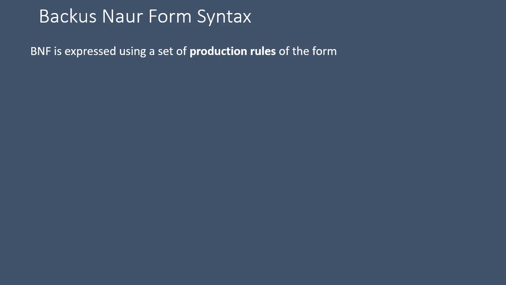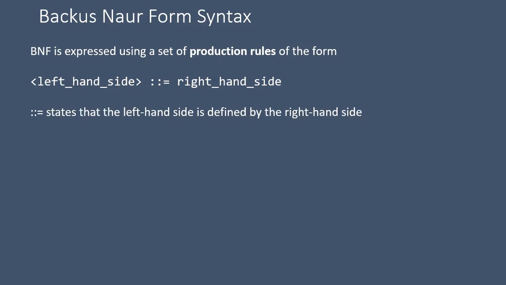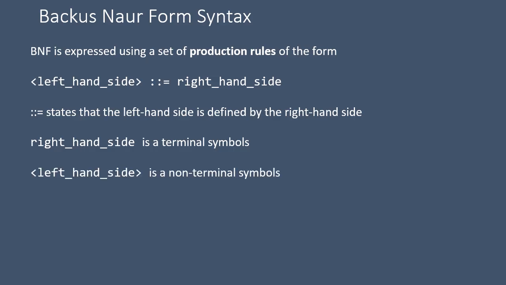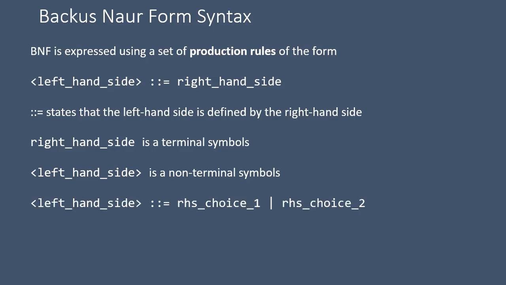Backus-Naur form is expressed using a set of what we call production rules, and they take the following form, where we have a left-hand side that is defined by the right-hand side. On the right-hand side, we often have terminal symbols, although we can have non-terminal symbols as well. And on the left-hand side, we have non-terminal symbols. These are indicated by chevrons on either side of the symbol itself. We can also have a choice between different symbols, as indicated here by the pipe, the vertical line.